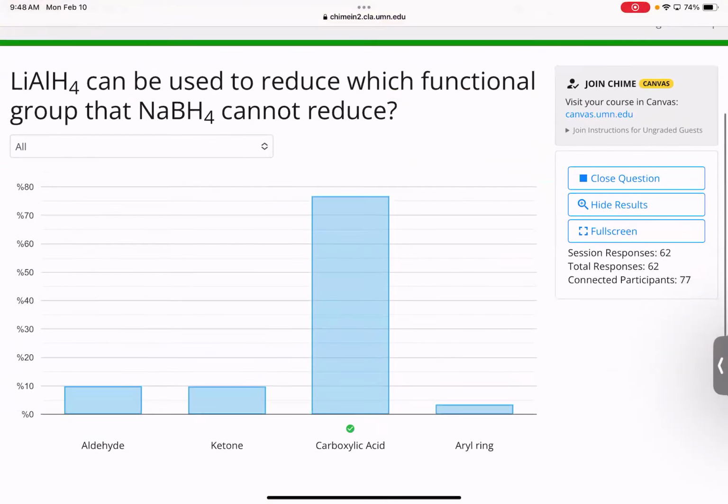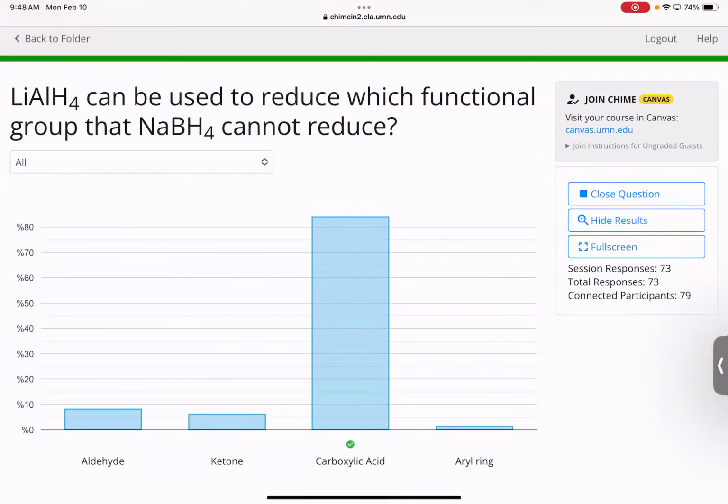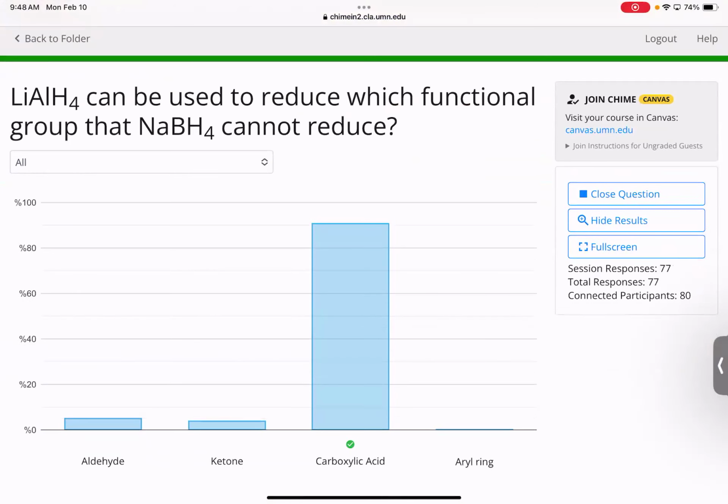All right, looks like everyone's mostly on the same page. So I see where people were thinking with aldehyde and ketone. It can reduce those, but so can sodium borohydride. So our special one that we're thinking about is a carboxylic acid. I also put in the aryl ring here for a reason. Oftentimes people think of aryl rings, well, that's 3 double bonds, so maybe I need to consider that with H2 or something like that. It turns out that aromaticity is different than just having double bonds. It's far more stable. It's very hard to hydrogenate a benzene ring.